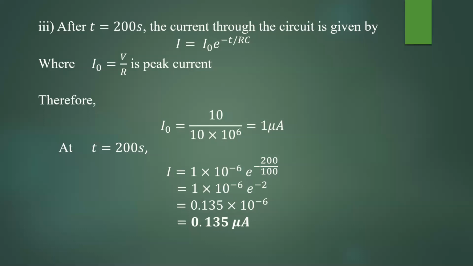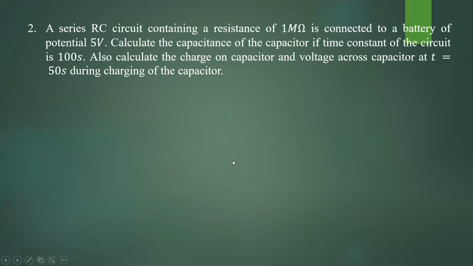Then we'll go to the next problem. So second problem we'll take. This problem is also on the series RC circuit only. So read the question carefully. A series RC circuit containing a resistance of 1 mega ohm is connected to a battery of potential 5 volt. It is a series RC circuit.